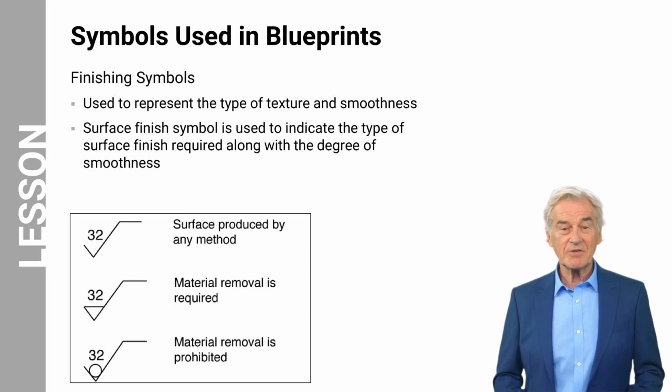The basic symbols for finishing are shown here on the left. The number 32 in each symbol indicates the amount of roughness that is required for the surface. The type of metal removal process that should be implemented for the production process may be mentioned on top of the horizontal bar of the symbol.